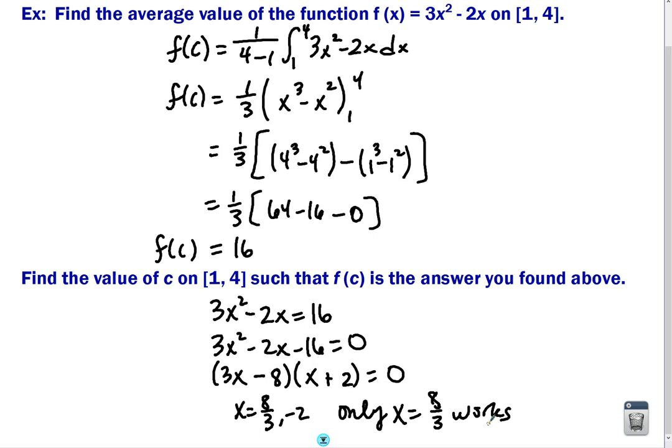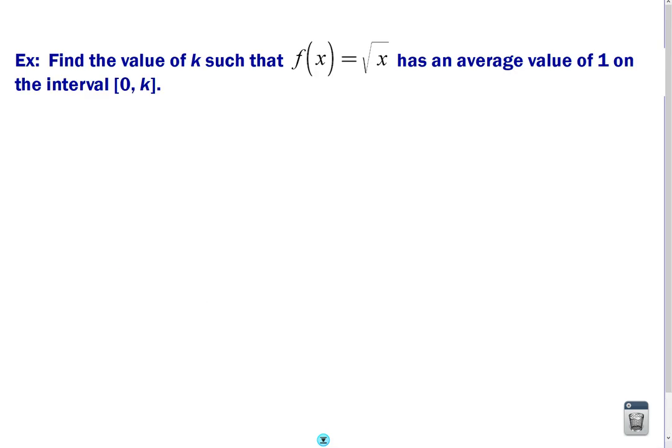There is another way to ask this question. Find the value of k such that f of x equals the square root of x has an average value of 1 on the interval from 0 to k. So now we know what the average value is. So we know f of c is equal to 1. I need to find out, what is the value of k?